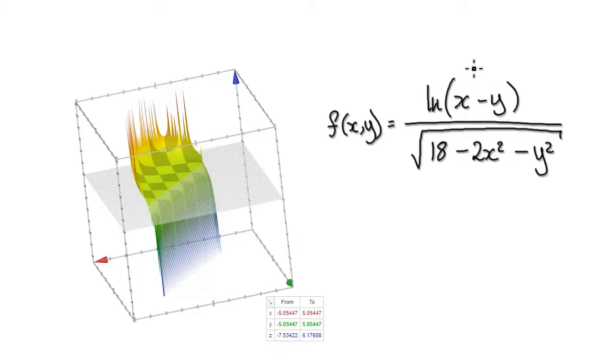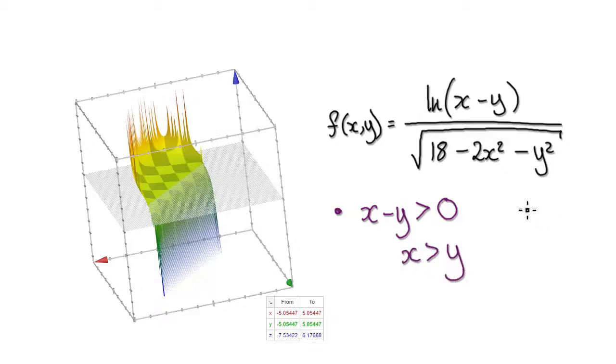Okay, so to find the domain, try to look at this and find out when it will break down. Well, it will break down when this is negative or 0. So the first demand that we need to make is that x take away y must be strictly greater than 0. It can't be 0, otherwise the natural log will break down. So this is our first demand. You can add y to both sides, so that will then give you this.